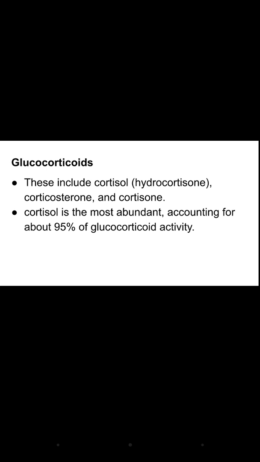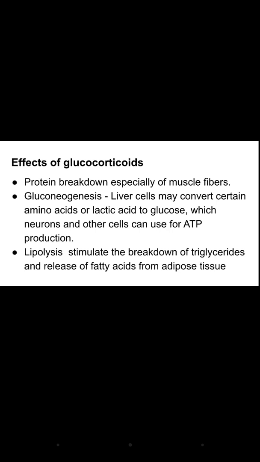Now, glucocorticoids. These include three hormones: cortisol, corticosterone, and cortisone. Of these three hormones, cortisol is the most abundant, and it accounts for 95% of all the glucocorticoid activity. Now, what are the effects of these glucocorticoids? First is protein breakdown, especially of the muscle fibers. So protein will be broken down into amino acids, which can be further used for making other proteins and for ATP production also. Second is gluconeogenesis.